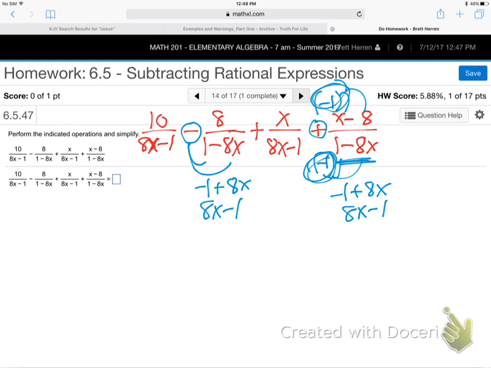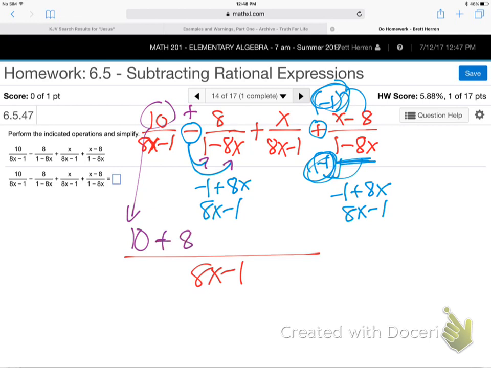So then what happens? Now they should all match. I just make it one big 8x minus 1. They all match. I've made them all 8x minus 1. So what do we have then? On the top we have 10. Grab this one. Now this minus is left. It's plus now. Where did it go? It went to the bottom. So it's plus 8. Everybody see that? It's plus 8, because that minus sign left and went to the bottom. So it's just a plus 8. Plus x.